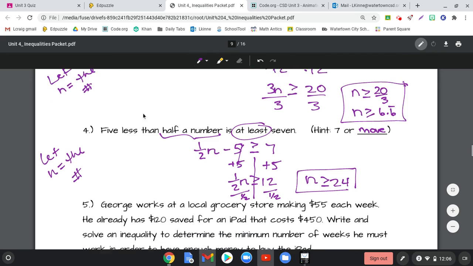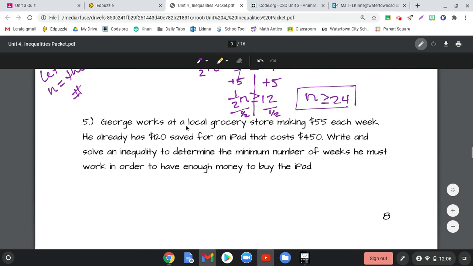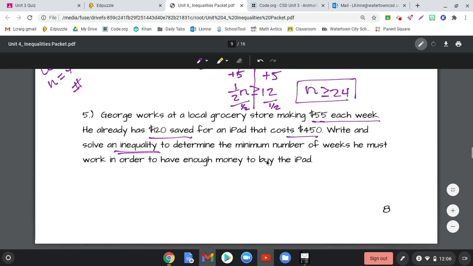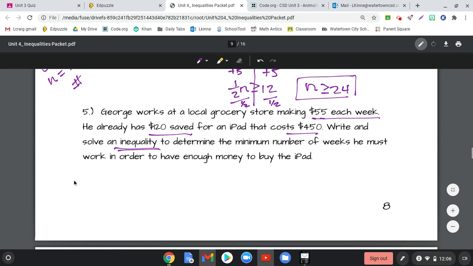Last example. George works at a local grocery store making $55 each week. He already has $120 saved for an iPad that costs $450. Write and solve an inequality, don't put an equal sign, to determine the minimum number of weeks he must work in order to have enough money to buy the iPad.